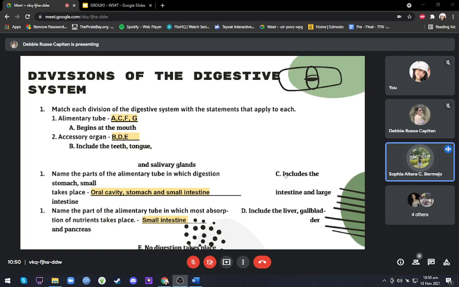So for number 2, name the parts of the alimentary tube in which digestion takes place. Our answer for that is oral cavity, stomach, and small intestine. Number 3, name the part of the alimentary tube in which most absorption of nutrients takes place. Our answer for that is small intestine.